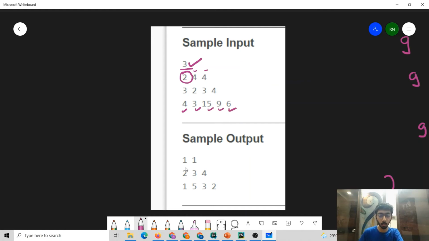And what should our output be? Our output should be the reduced array. That is, here 4 comma 4 can be reduced to 1 comma 1. So our result is 1 comma 1. Here 2, 3, 4 cannot be further reduced. So our result is still 2, 3, 4. And 3, 15, 9, 6, as you saw in the example earlier, can be reduced to 1, 5, 3, 2. So let us start coding.